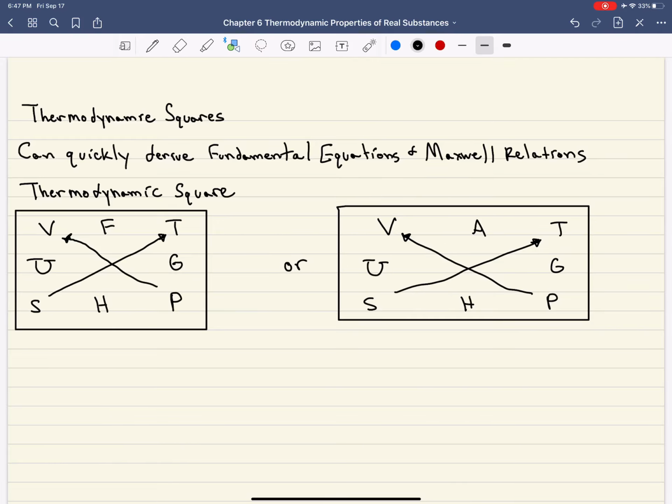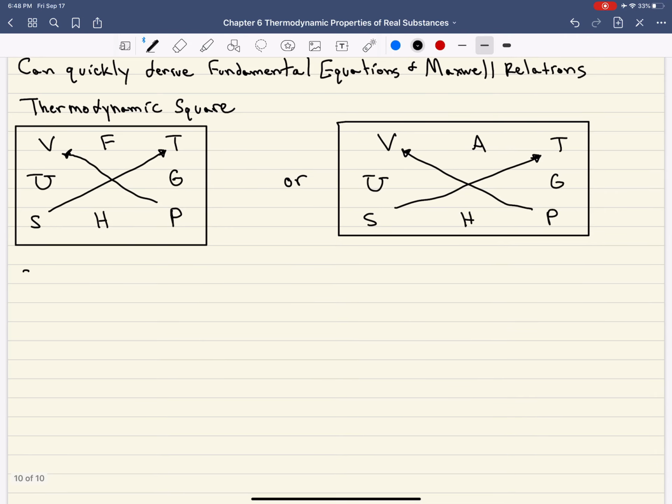Essentially, the structure of this thermodynamic square is you have all your different energies in the middle of a column or middle of a row. Then you have all the canonical variables for those energies flanking them on both sides. And then you have the coefficient for those conjugate pairs on the other side.